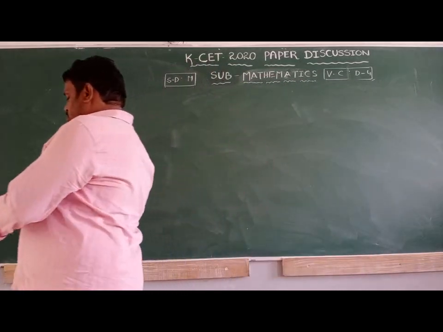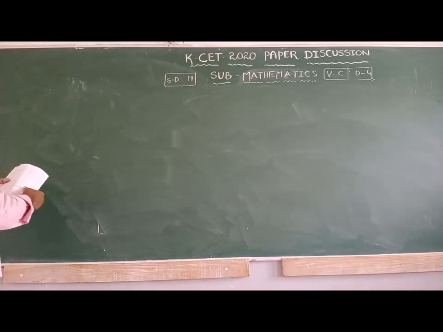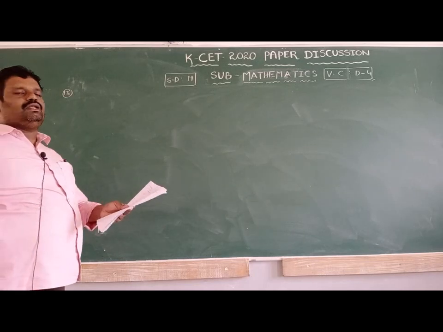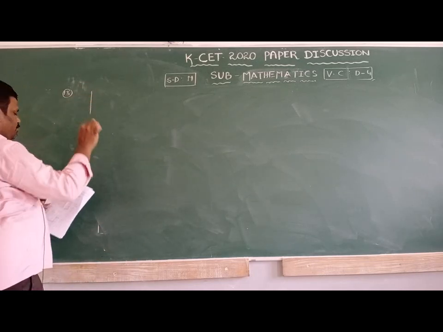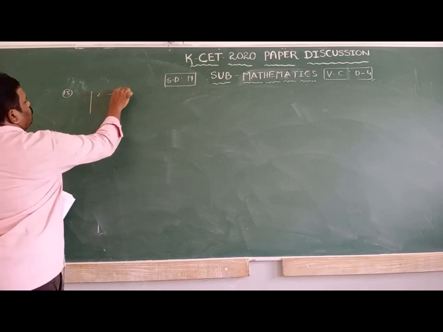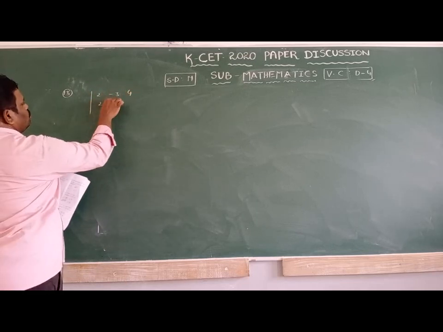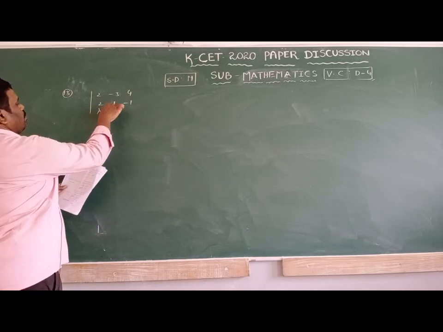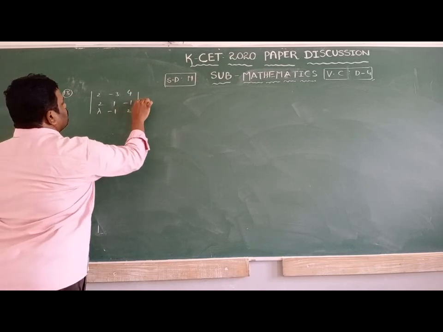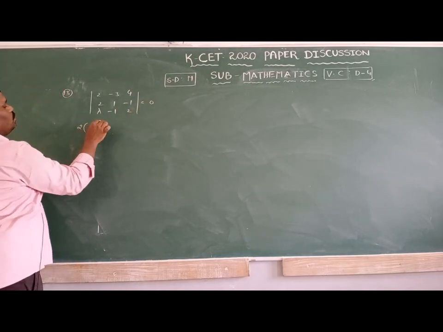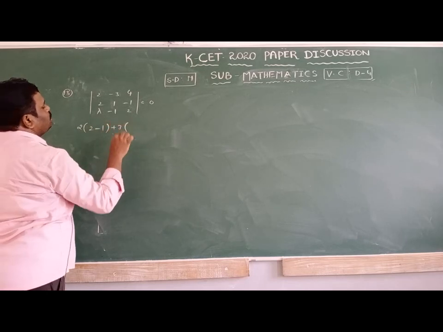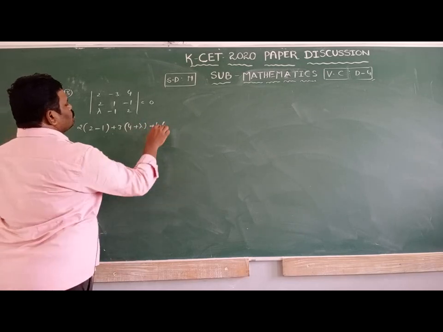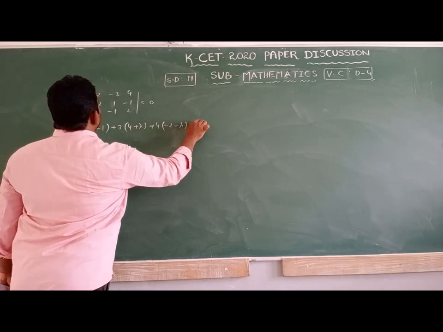Right, next, the 13th question, a vector coplanar condition is given. Coplanar means the scalar triple product of A bar, B bar, C bar is equal to 0, that is, the determinant of these values: 2, minus 3, 4; 2, 1, minus 1; and the row with lambda minus 1 and 2 is equal to 0. So 2 into (2 minus 1), plus 3 into (4 plus lambda), plus 4 into (minus 2 minus lambda) is equal to 0.